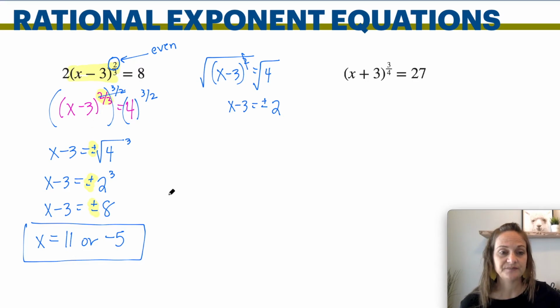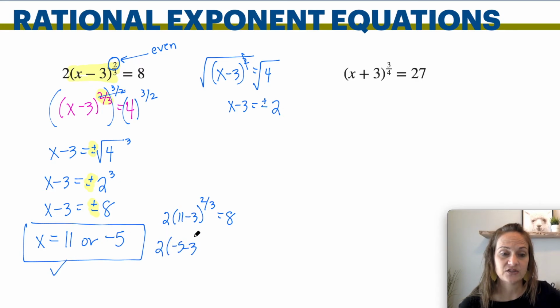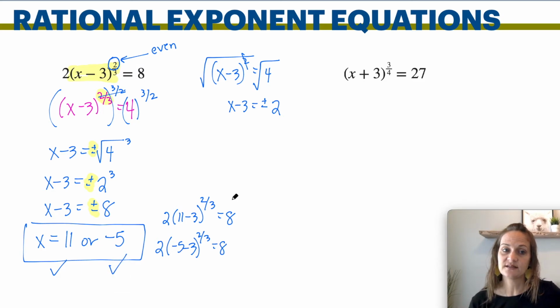So if you plug in 11, you'll get 2 times 11 minus 3 raised to the 2/3 to see if that's 8. So 11 minus 3 is 8. 8 squared is 64. The cube root of 64 is 4, and 4 times 2 gave you 8, so it did work. Plug in -5. -5 minus 3 is -8. -8 squared is a positive 64 again. That's why it worked. And then the cube root of 64 is 4, and 4 times 2 is 8. So they actually both worked in this case.